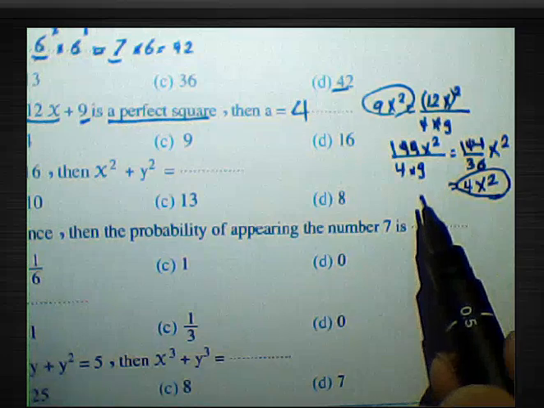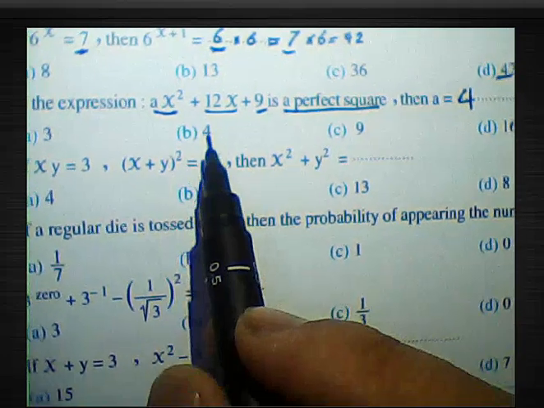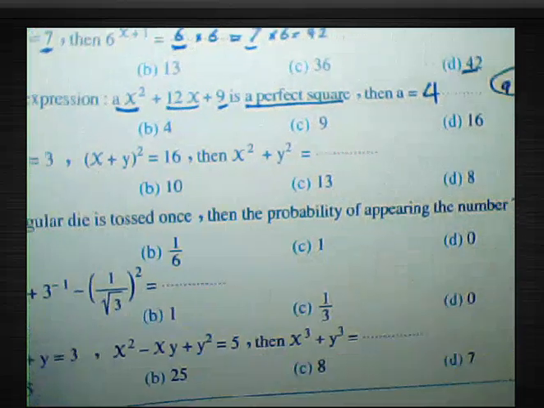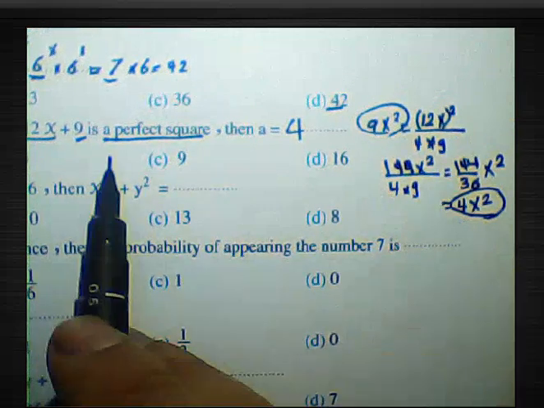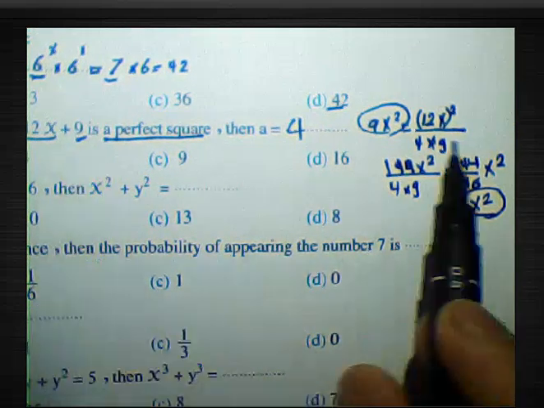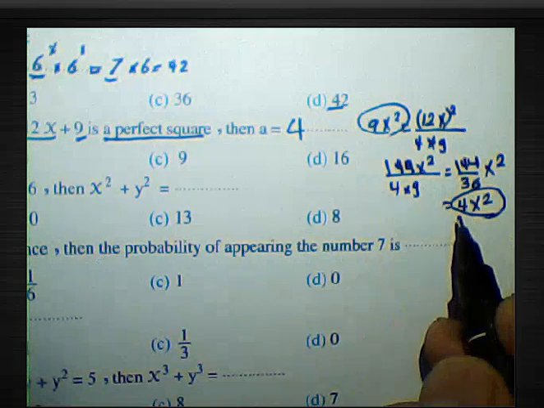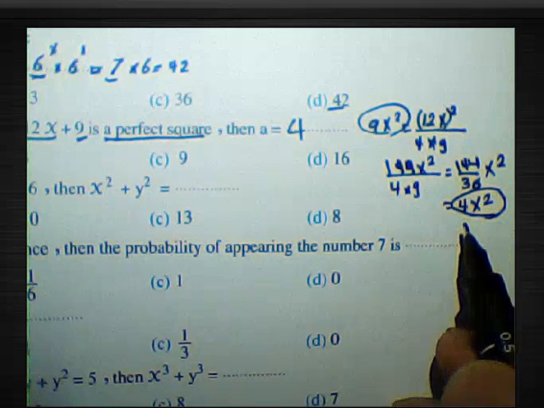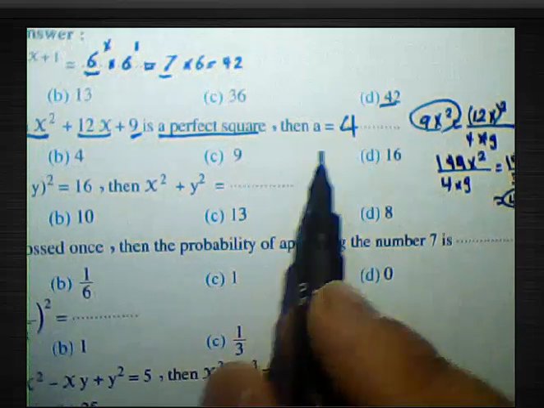Okay, again, to find the first term for a perfect square, you must write the median power 2 over 4 times the third term. 12x power 2 over 4 times the third term 9. 4 times 9 equals 36. 144 over 36 equals 4, and write x power 2 behind it. Then the coefficient of x power 2 equals 4, so we must write here 4. Choose letter B.